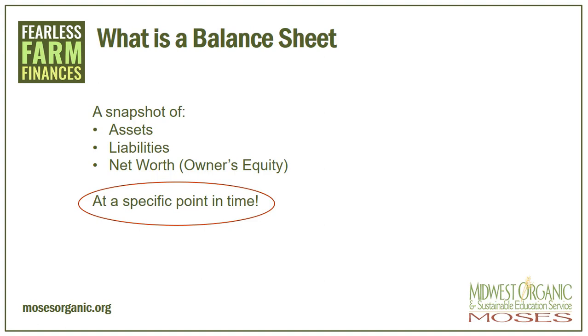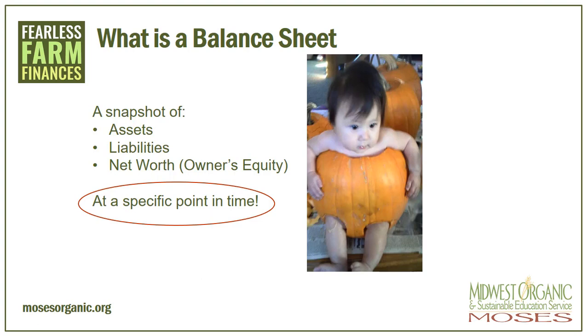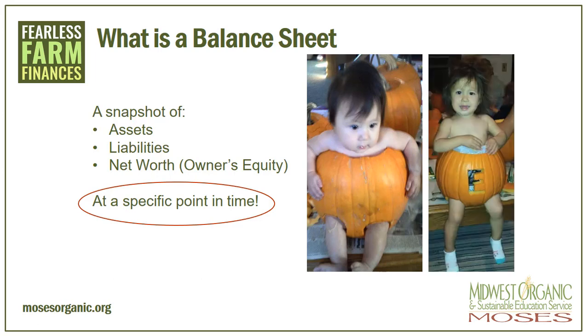It is like looking at one picture of a family member. We can see how cute the baby is and how big she is, but we can't see how fast she is growing or how she has changed unless we compare the first picture to one taken a year later. We can now see not only the difference in size, but also a little bit of the change in attitude about being put into a pumpkin.